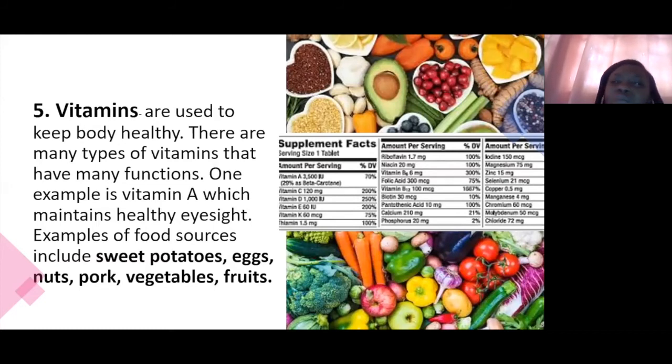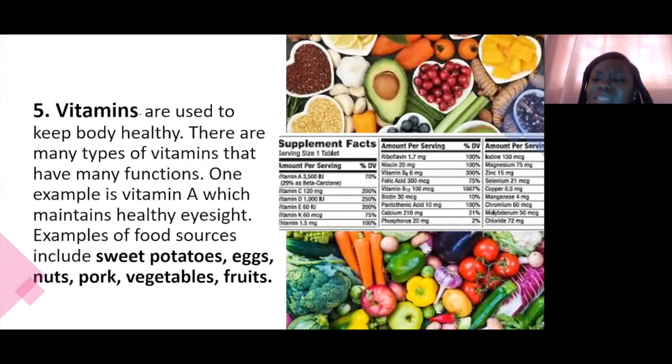Now, I wonder how much y'all were really paying attention. In the video, he did say there are a lot of different vitamins, right? And he made mention of a few. One of those was vitamin A, which he did say maintains healthy eyesight. Who can give me another vitamin? Who can give me another type of vitamin that was mentioned?